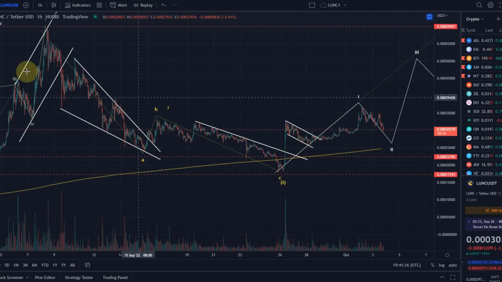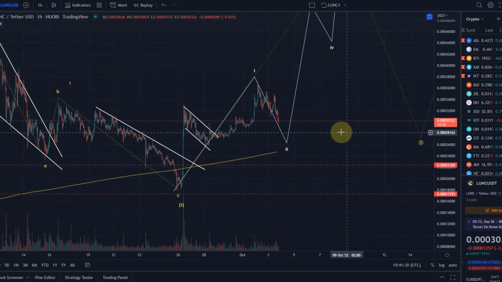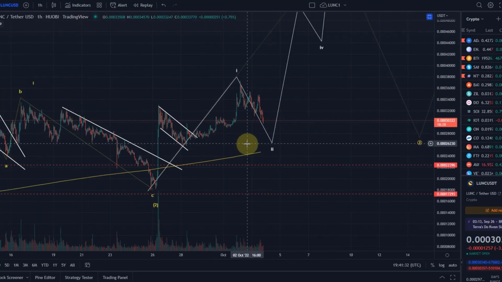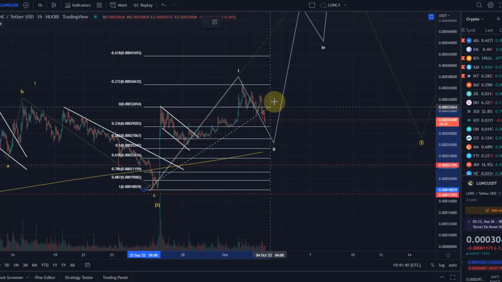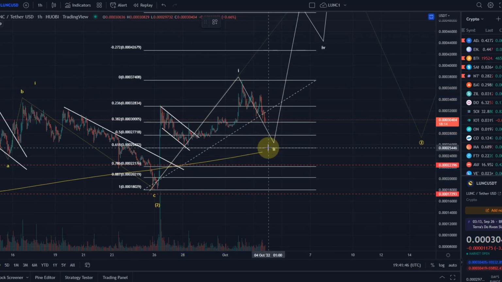So this is a possible option, which means that should we drop below that 0.786 level that I just showed you, and then especially if we break below this swing low at 0.000258, then I think we are going to see here a deeper pullback into this region, which I'm going to highlight now for you, because then this is a larger wave 2 then.